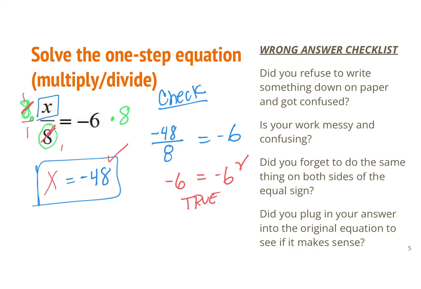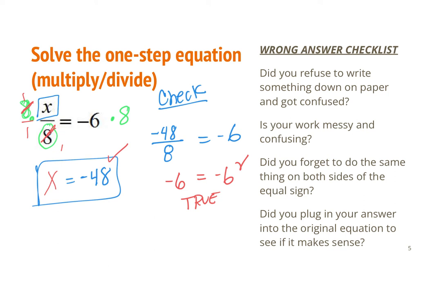This is the answer. Now, there is a wrong answer checklist, because sometimes you might not get the right answer, and that's okay. So, did you refuse to write something down on paper and got confused? That happens especially when the equations become larger. You should really write things down on paper. Mental math is only true for basic multiplication, addition stuff, not for equations. Maybe you did write stuff down, but your work is very messy and confusing, so you confused yourself.